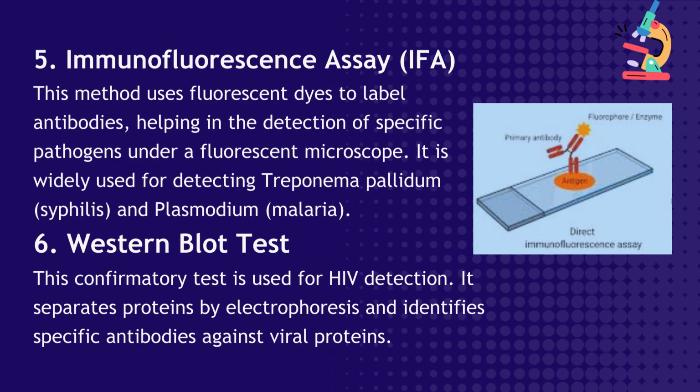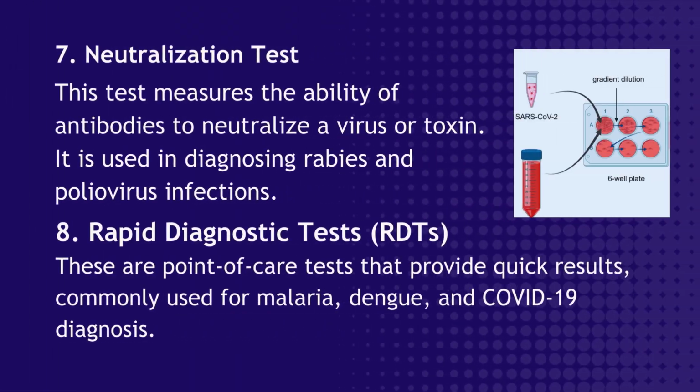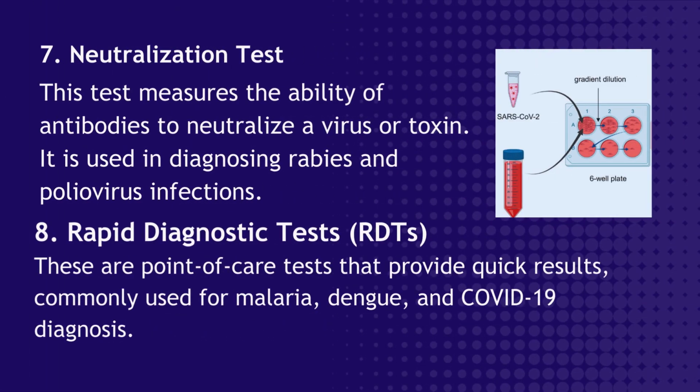Western blot test. This confirmatory test is used for HIV detection. It separates proteins by electrophoresis and identifies specific antibodies against viral proteins. Neutralization test. This test measures the ability of antibodies to neutralize a virus or toxin. It is used in diagnosing rabies and poliovirus infections.